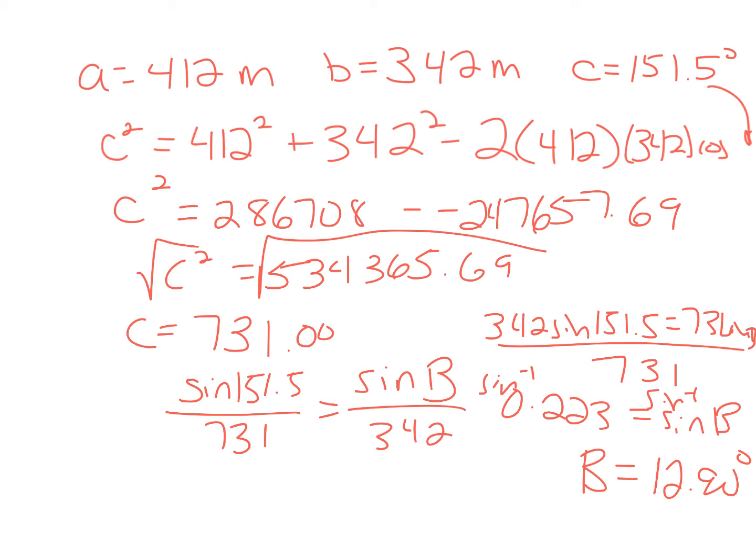Don't need to use law of sines or cosines to find the last angle, because you should know that the triangle has 180 degrees, right? So just do 180 minus 12.9 minus 151.5, yikes. And then that'll get you your last angle, which is angle capital A. Angle capital A will be 15.6. There you have it.